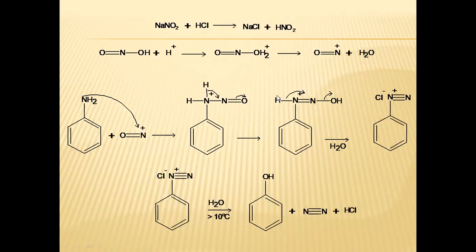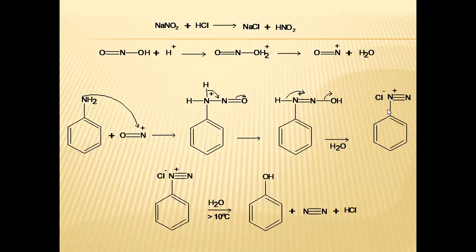This OH minus and H plus react together and form the water molecule, and form the N triple bond N plus. So here the Cl minus is there. So it is forming like this. This is called a diazonium salt. This is stable only at 5 degrees centigrade.